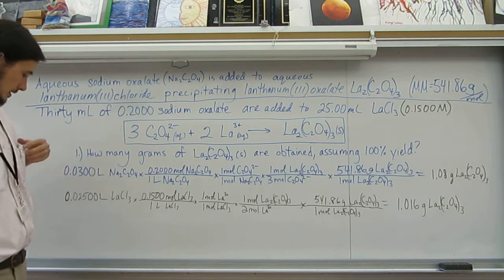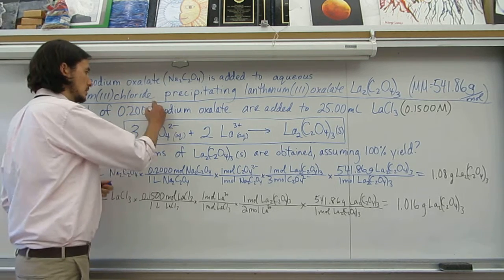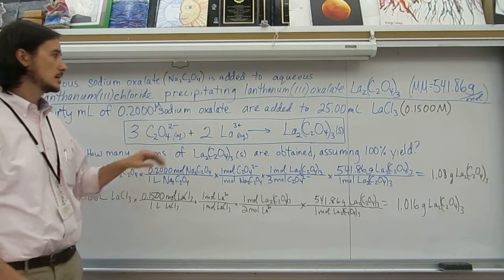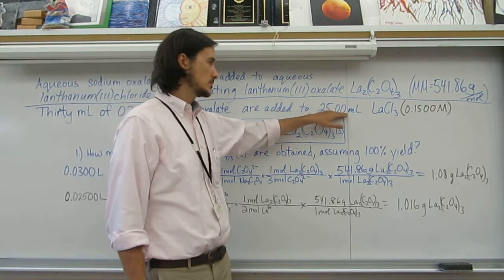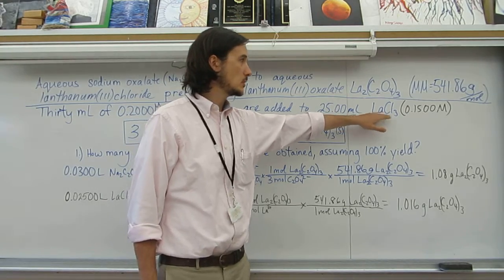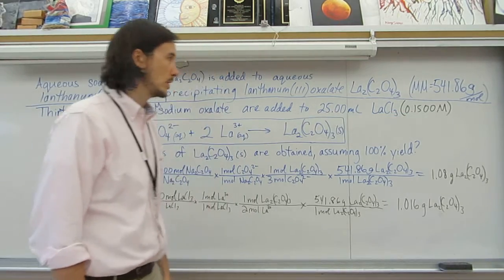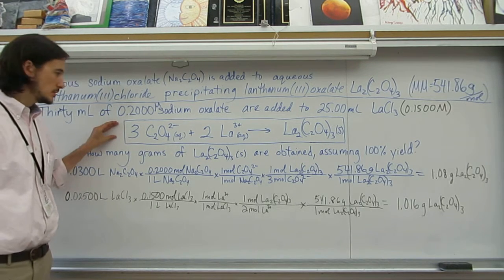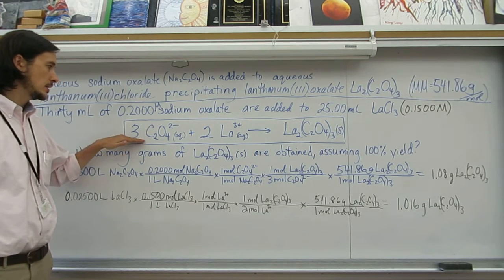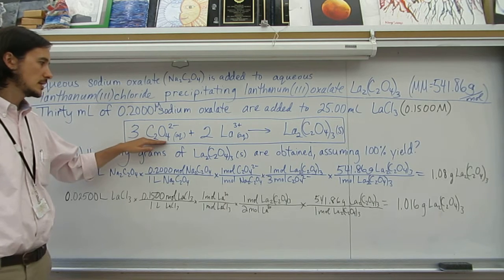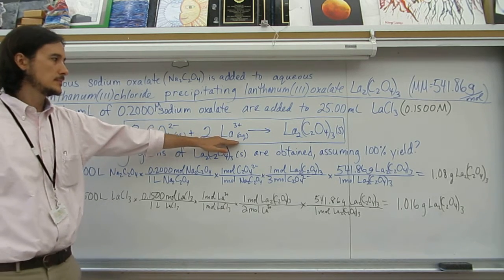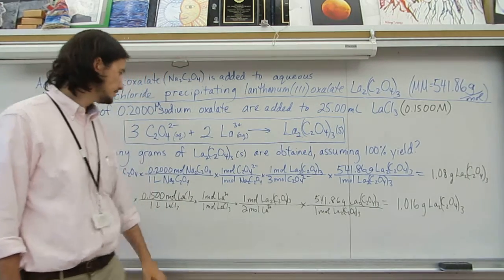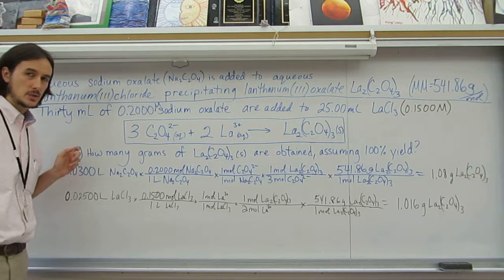We have a concentration, should be molar, 0.2000 molar sodium oxalate added to 25.00 milliliters of lanthanum(III) chloride, and we have a concentration of 0.1500. So here we have a net ionic equation. You need to pay attention to the stoichiometry here. It is 3 moles of oxalate react with 2 moles of lanthanum(III) to form 1 mole of lanthanum(III) oxalate. We're going to do 2 questions.